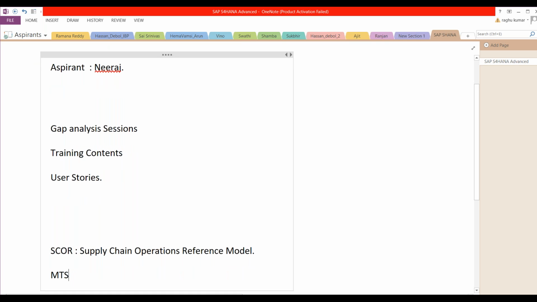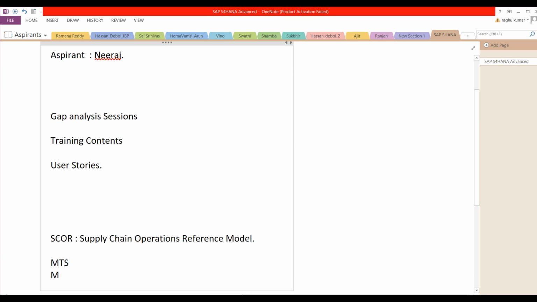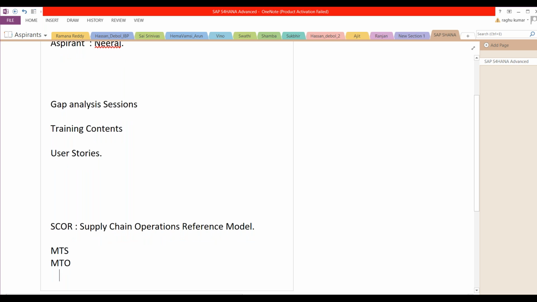And how comfortable are you with terms like MTS, MTO, MTE? Yeah, I'm aware of these. Make to stock, make to order, and make to assemble. Make to engineering, yeah, or assemble to order, we also refer to it sometimes. Sure. Okay, perfect.